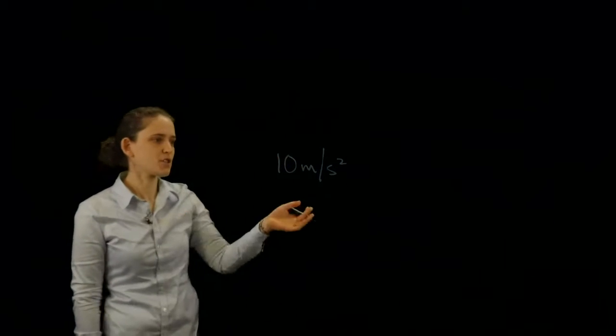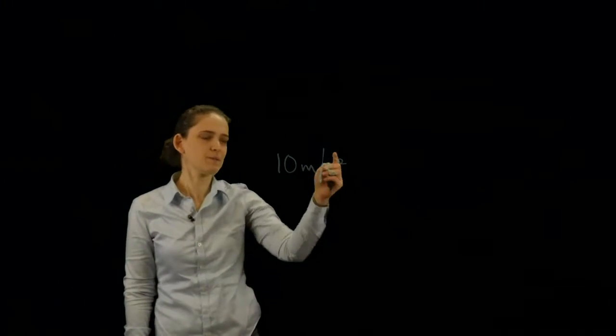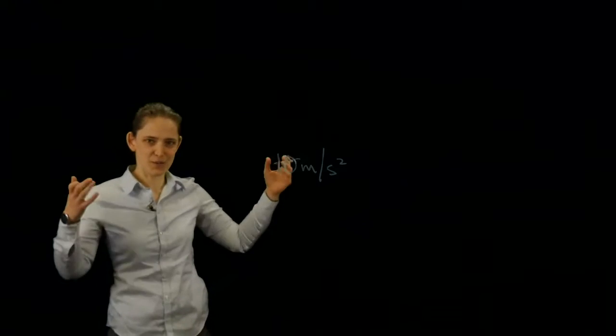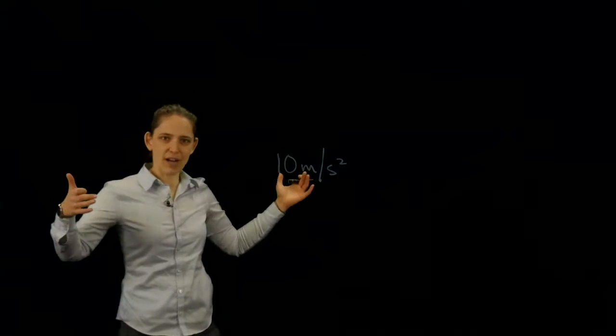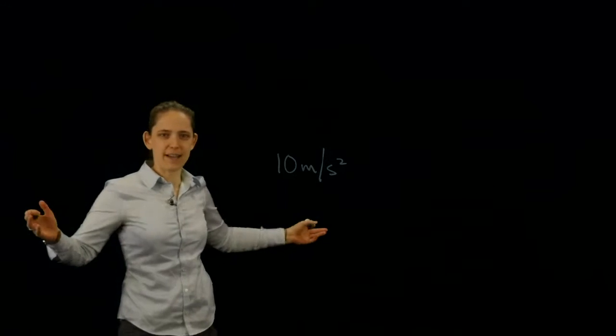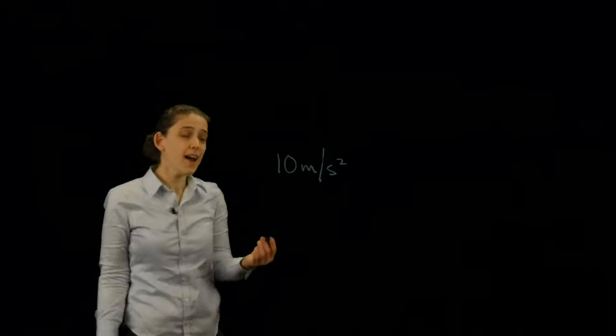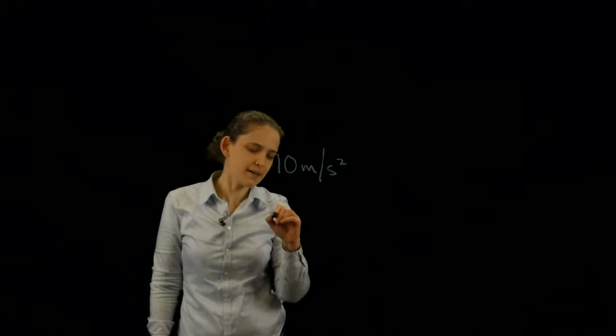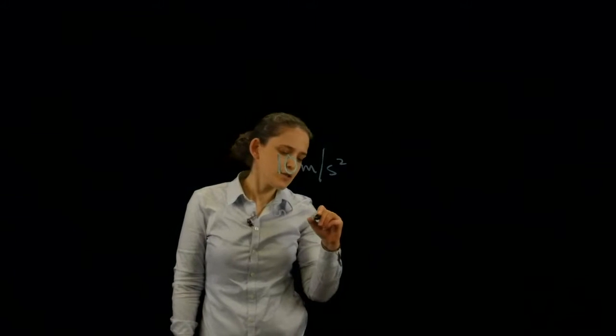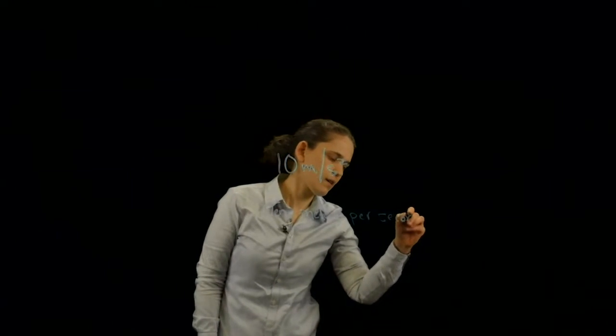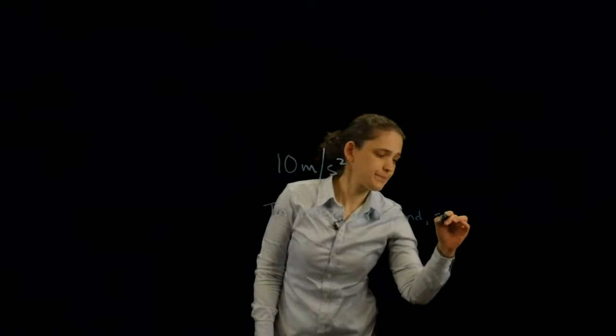Now I just said a bunch of words, but I only used a couple of symbols, because that's typical of mathematics. They use symbols to represent bigger and bigger ideas so that you can take huge amounts of data and express it in the smallest way possible. I could also write this out. So I could say this is 10 meters per second squared.